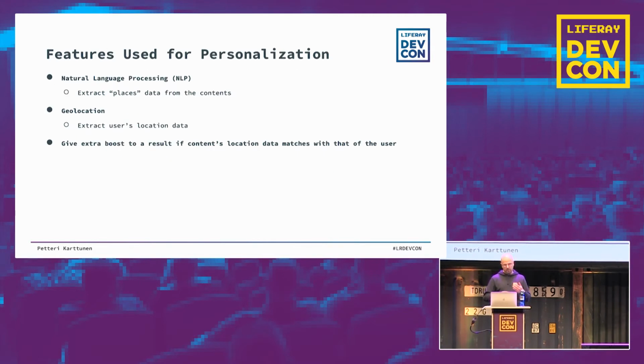And features I'm using for personalization here is natural language processing to extract places data from the contents. I'm using geolocation to extract users' location data. And then I'm just simply giving some extra boost to the documents where users' location data matches with contents location data.